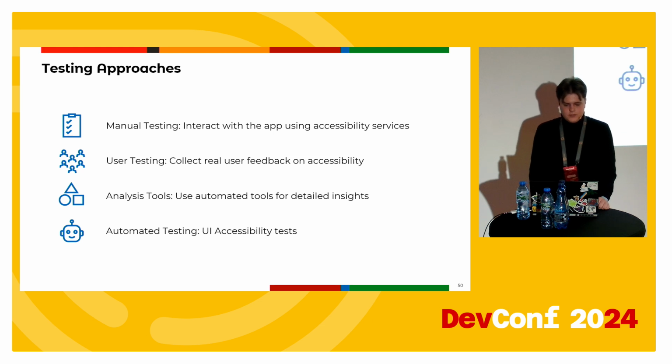Manual testing, so just interact with the app by using Android accessibility services. User testing, gather feedback from the users. Analysis tools, just leverage automated tools to uncover areas for improvement. Automatic testing, for example, Compose UI Test Kit or Espresso.